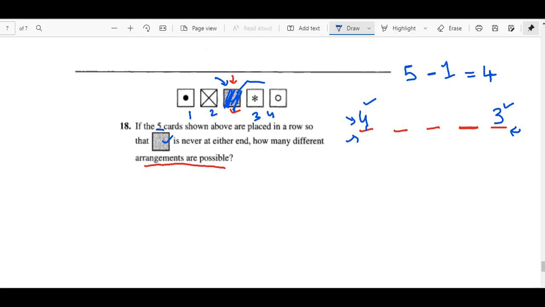Now we are done with the end slots. We are done with the condition which we had in the question. And now we need to think about the internal slots. For the internal slots, once we are done with this part and this part, we are left with 5 minus 2, that is 3 choices, okay? We only have 3 choices now. And now for these 3 choices, we can easily write 3 into 2 into 1, which we do in every simple case.